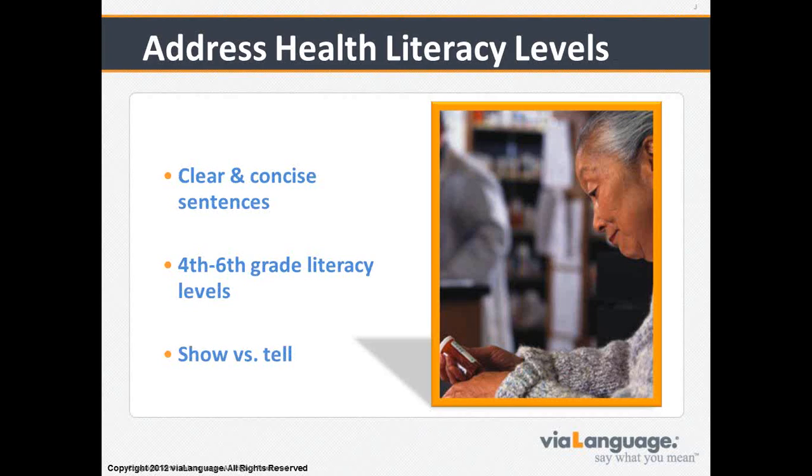First off, there are difficulties in English speaking with inappropriate health literacy levels. The National Adult Literacy Survey revealed that 90 million Americans have difficulty comprehending medical information, and 47% have low or limited literacy levels.